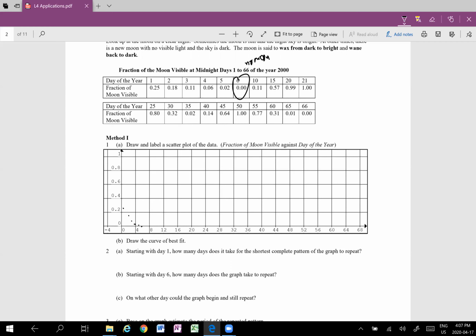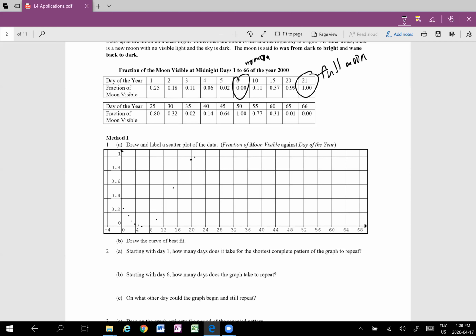Then day 10, where's day 10? Day 10 is way over here, and day 10 is 0.11. And then day 15 is 0.57, way up here. Day 20, on the x-axis, is 0.99. Very bright moon. Day 21, what does that mean? Well, day 21 is up. Full moon, when the werewolves come out.